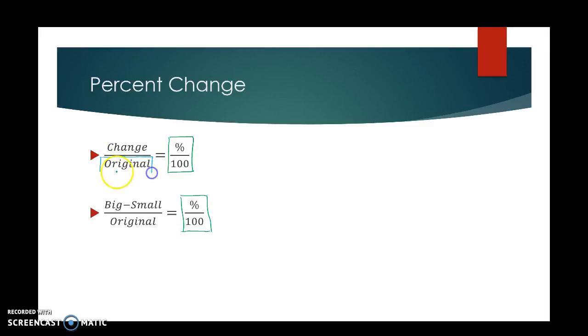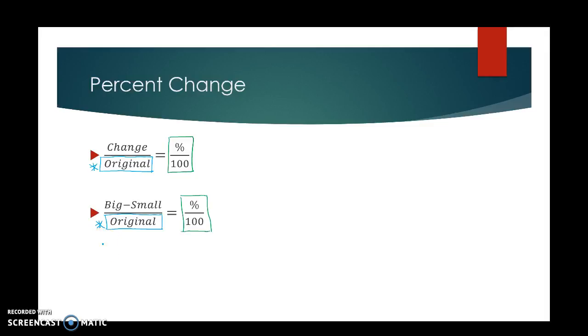So when we read word problems today, we are going to signal or identify the original amount by putting a star or an asterisk next to it. That way, you make sure you're understanding which amount goes here, because the biggest piece is setting your proportion up. Everybody knows how to do their cross product.